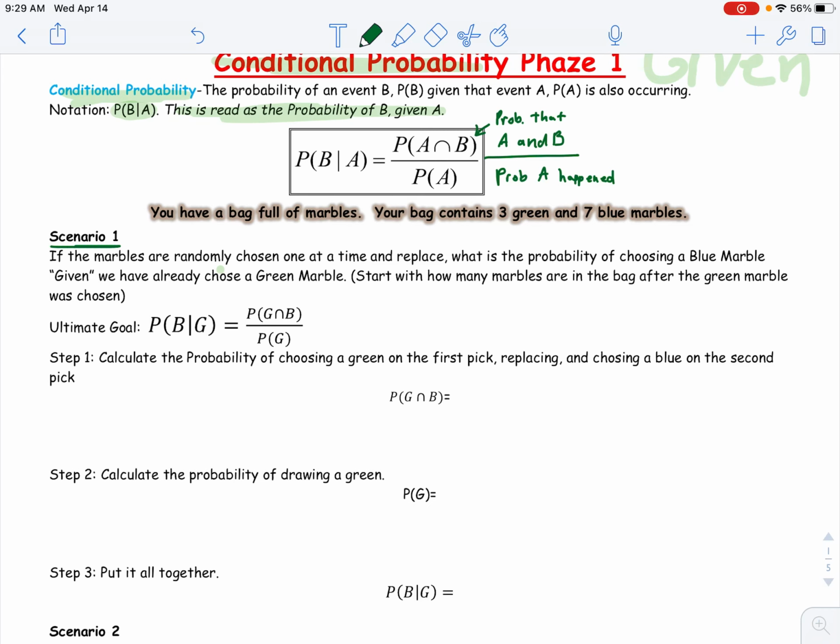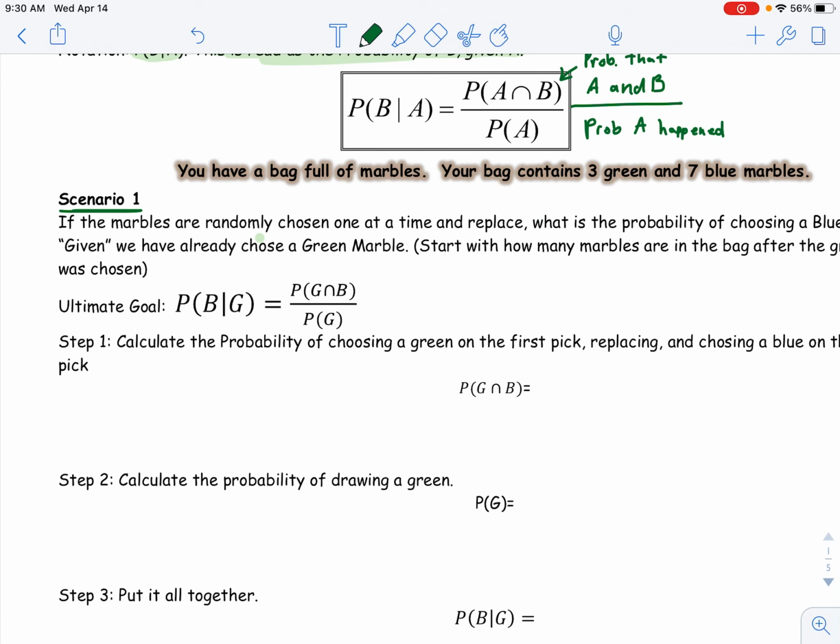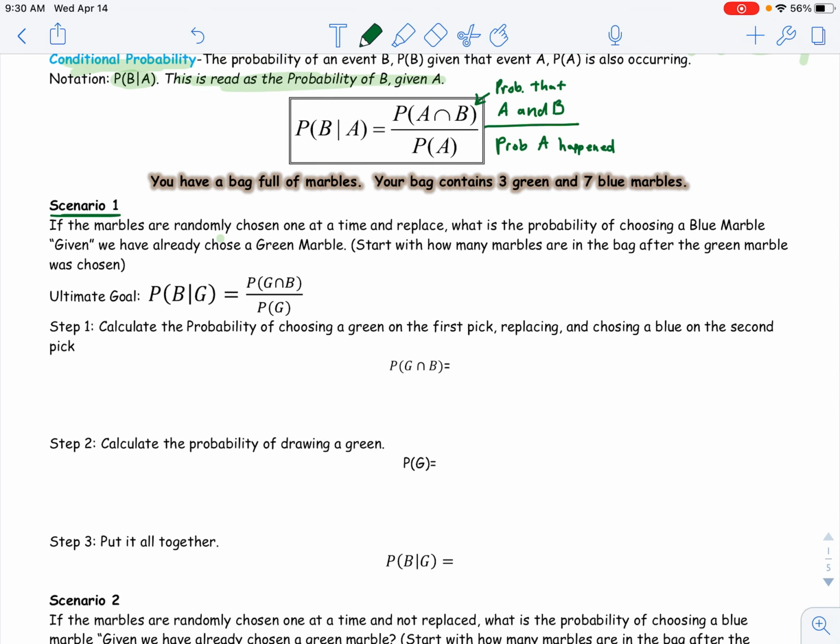So we have scenario 1, and I'm going to admit scenario 1 and scenario 2 are incredibly basic scenarios. You can really just solve these problems by thinking about it, but it's about getting comfortable with the notation and the thought process. If marbles are randomly chosen one at a time and replaced, what is the probability of choosing a blue marble given that we have already chosen a green marble? Start with how many marbles are in our bag.